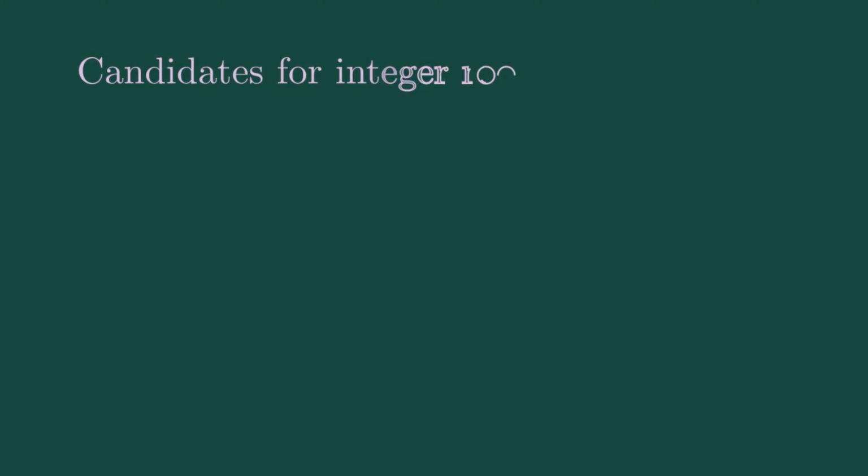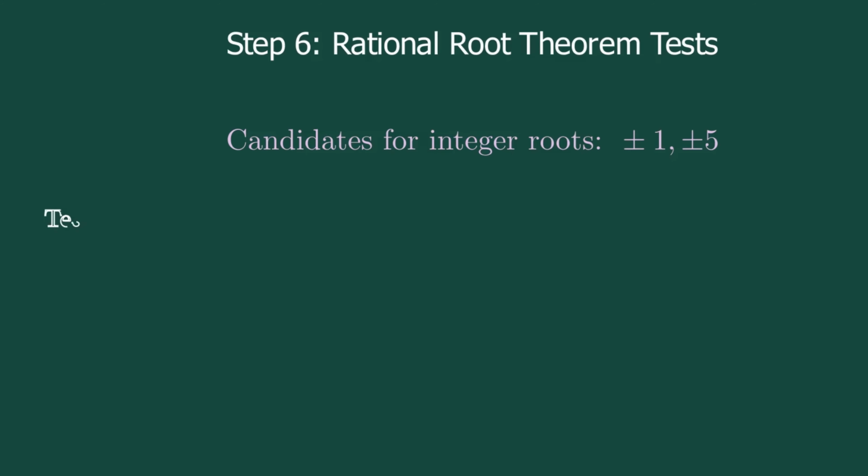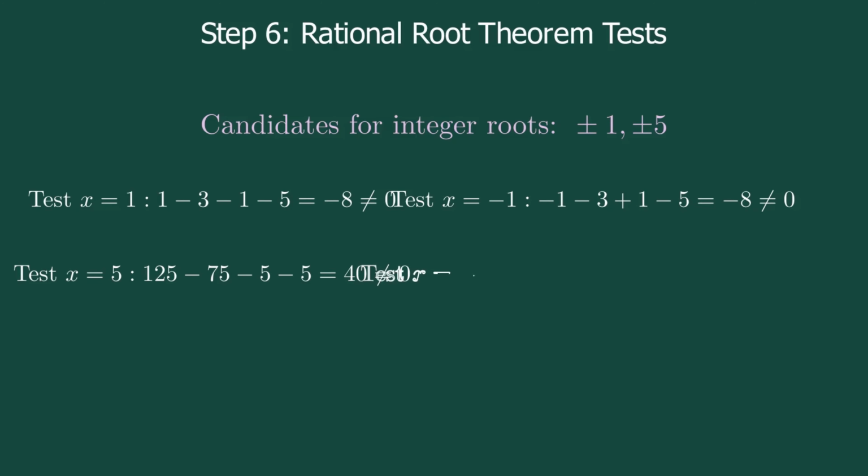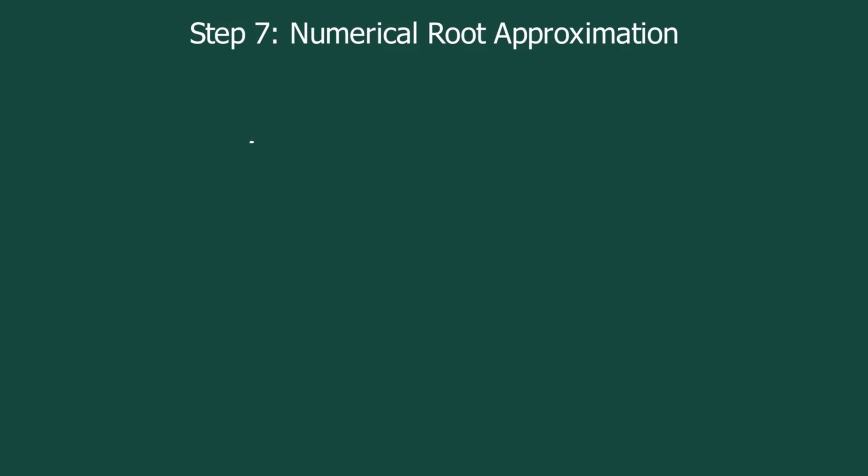According to the rational root theorem, the possible integer roots are positive 1, negative 1, positive 5, and negative 5. First, substitute x equals 1. The result is negative 8. So, 1 is not a solution. Next, substitute x equals negative 1. Again, the result is negative 8. Not a solution. Now try x equals 5. The result is 30. Still not 0. Finally, substitute x equals negative 5. The result is negative 200. Again, not 0. Therefore, this equation has no integer roots.